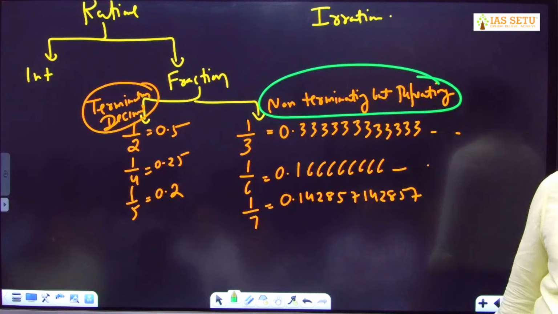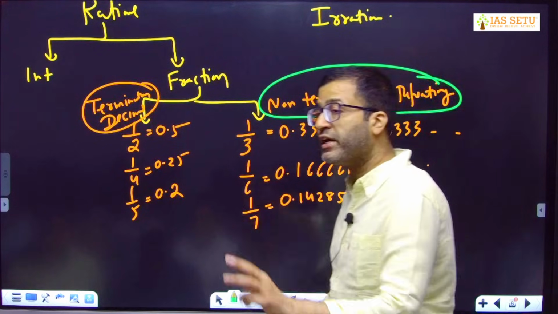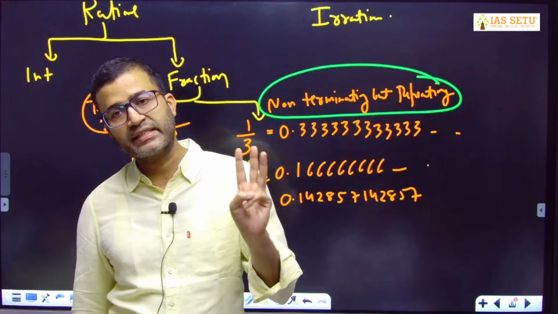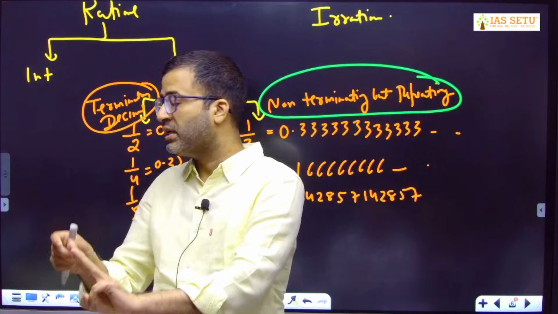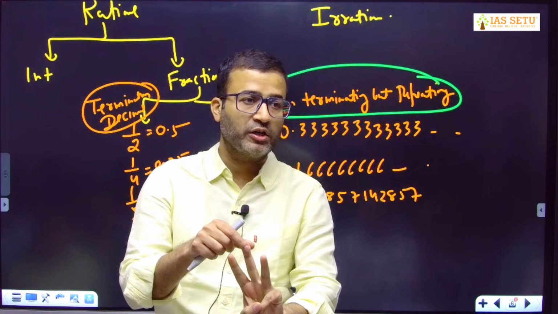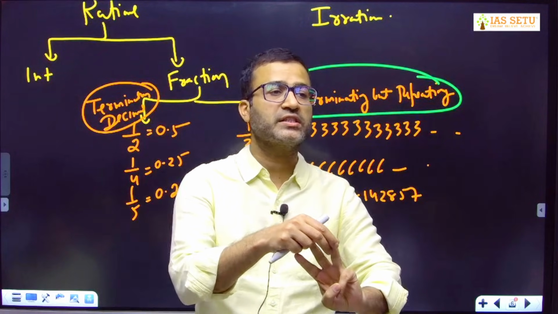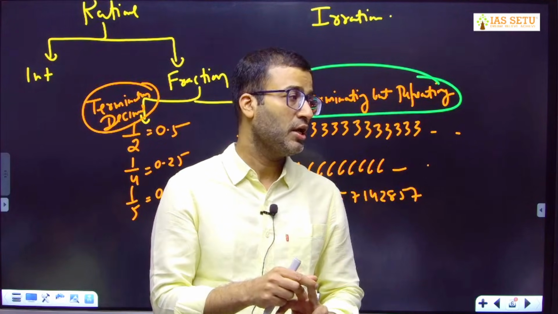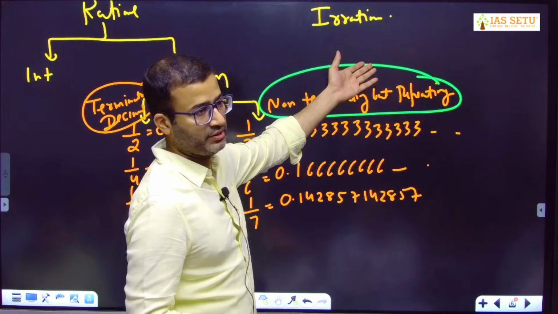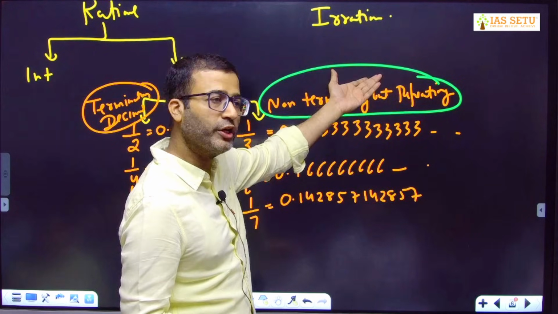Non-terminating but repeating. But actually we have 3 types of decimal. Decimals are of 3 types. One is terminating decimal, second is non-terminating but repeating, and the third category of decimal is one that neither terminates nor repeats. And what are these? Irrational numbers. It is nothing else, it is the irrational number only.